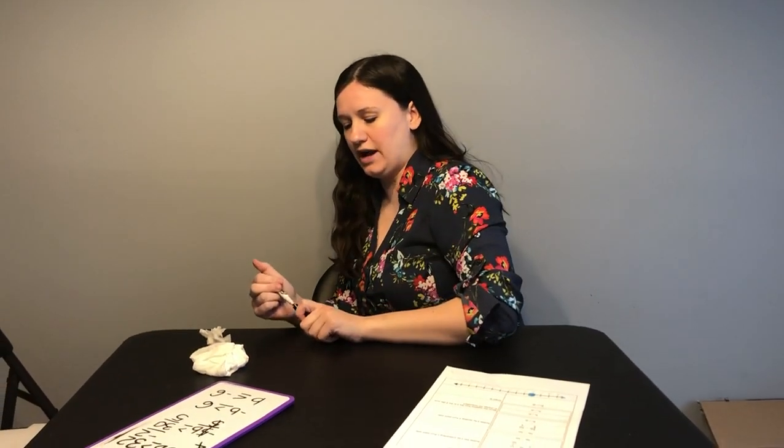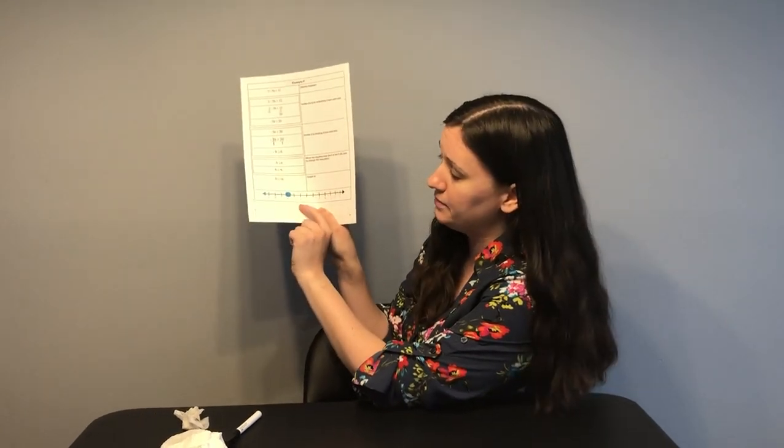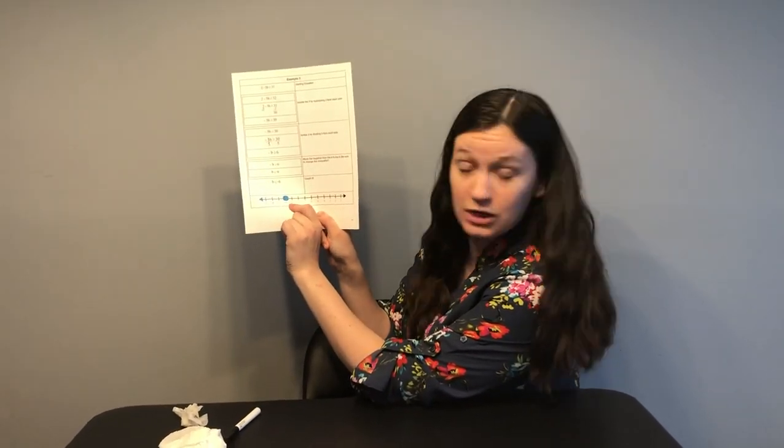So if we want to graph it, we're going to do a closed circle on negative 6. Then the inequality is pointing that way, so we're going to do it that way. And we know that b could equal negative 6 or negative 7, negative 8, negative 9, negative 10, any number smaller. Then it could equal negative 6 or anything smaller than that.